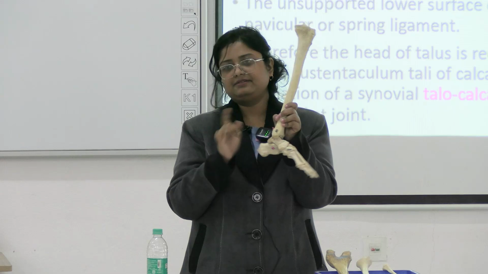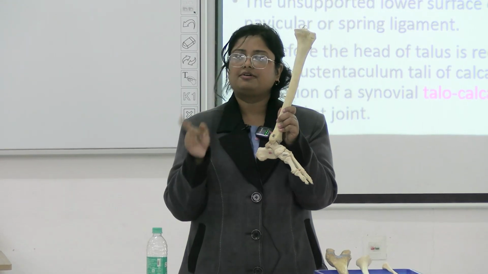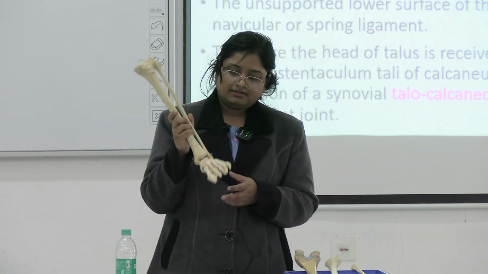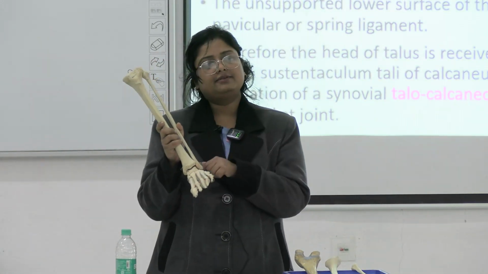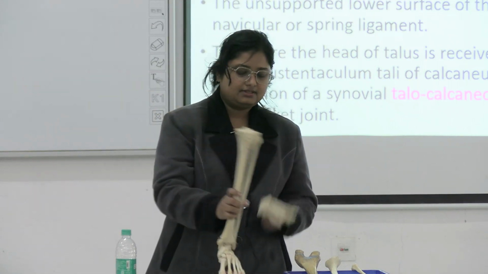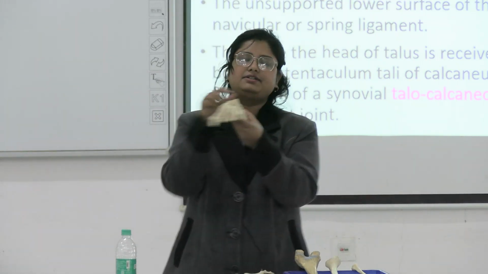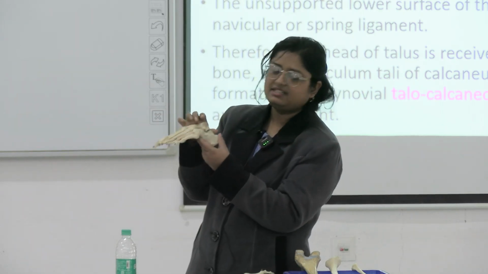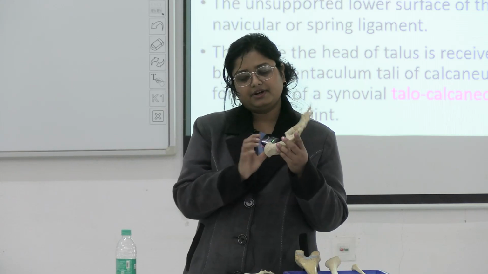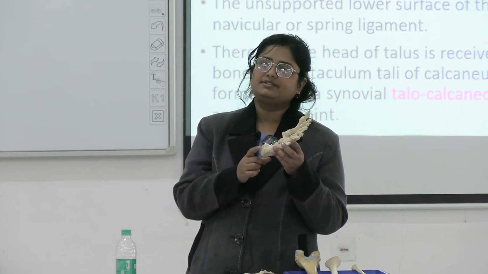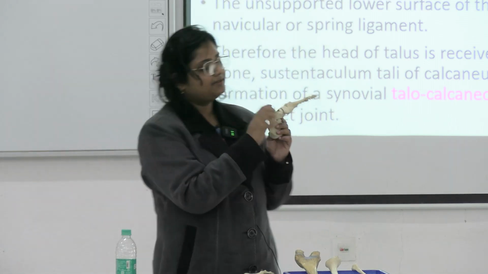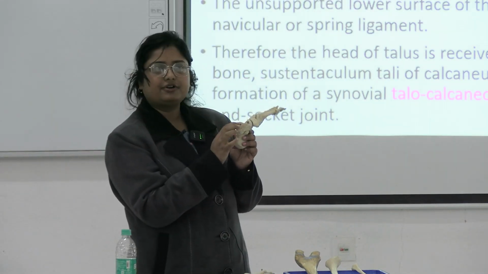So here the talus articulates with the tibia and fibula to form the ankle joint. No other bone articulates with the tibia and fibula, only the talus articulates. The talus below articulates with this long bone, the largest tarsal bone, known as the calcaneum. The weight bearing point is present on the inferior surface of the calcaneum. In front of this, the talus has a head, neck and body.